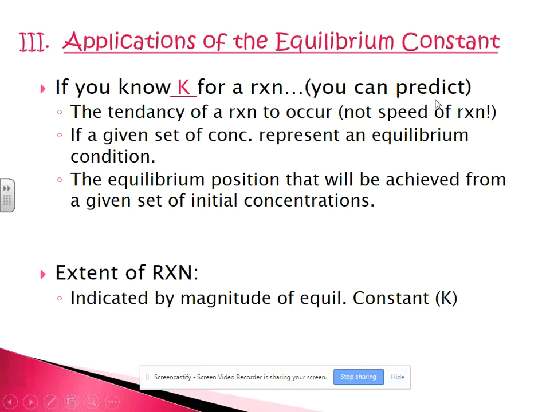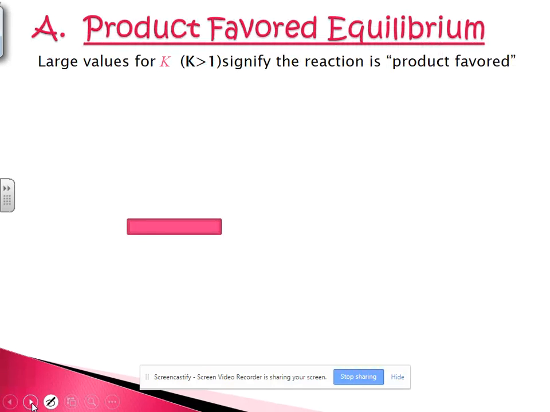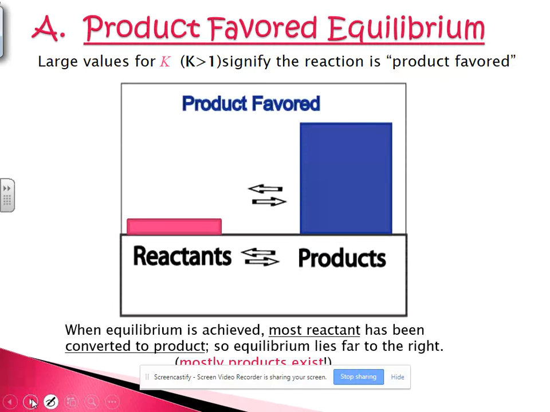Now, the extent of your reaction is indicated by the magnitude of your equilibrium constant, so how large the equilibrium constant K is. Large values for K, and we need to sort of define what we mean by large. So if your K is greater than 1, that signifies that the reaction is product favored. So you have more products than you do reactants.